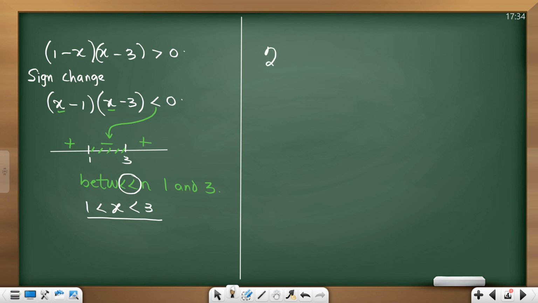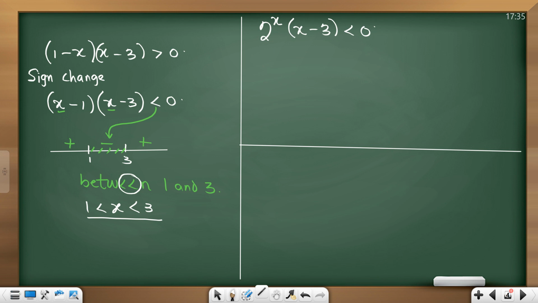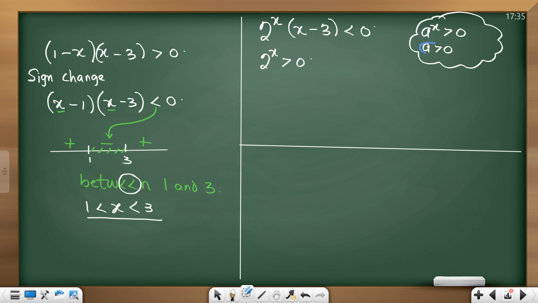Just add one more to this. 2 to the power x, times x minus 3, is less than 0. Just want to do a few complex cases for you. Now, please take note. 2 to the power x will always be greater than 0. Here's the math rule: a to the power x will always be greater than 0 as long as a is greater than 0. That's the condition, if a, that is the base, is greater than 0. You can try any number on your calculator.